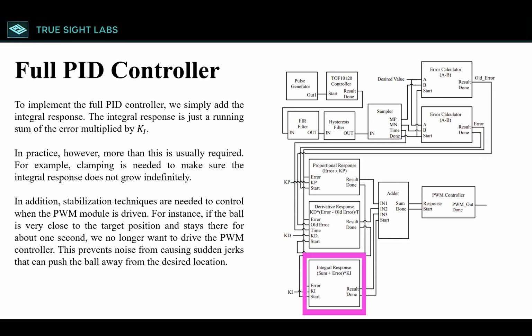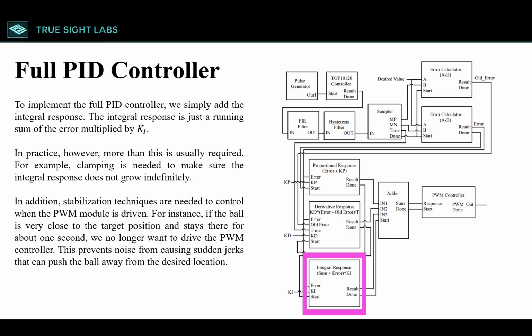So far, what we've built only includes the proportional and derivative components. The next question is how we would implement the full PID controller. To do that, we simply add a module for the integral response. The integral response is just a running sum of the error multiplied by Ki.